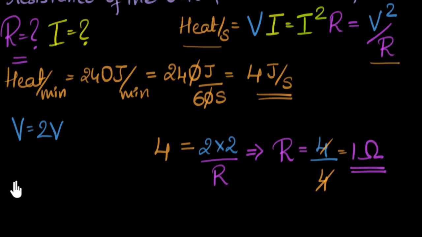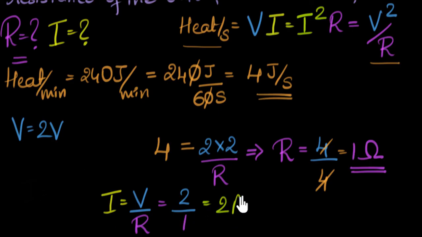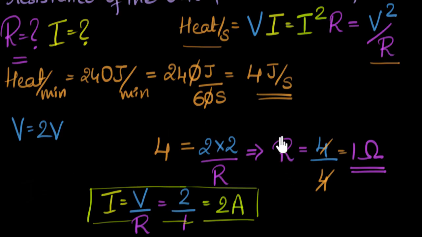V equals IR, so I would be V over R. Let's write that down over here. I equals V over R, and that's going to be V, which is 2, divided by R, which is 1, and that's going to be 2 amperes. So that's the current through our bulb. And this is the resistance of our bulb. There we have it.